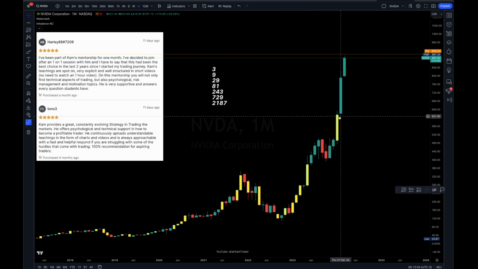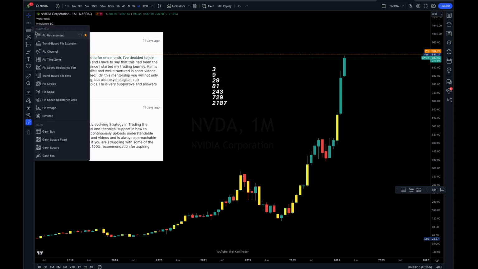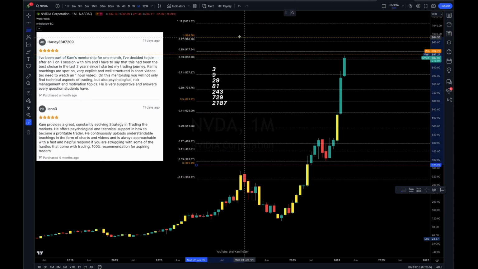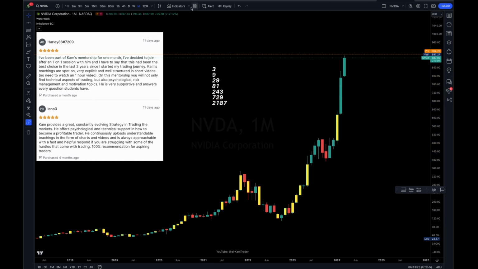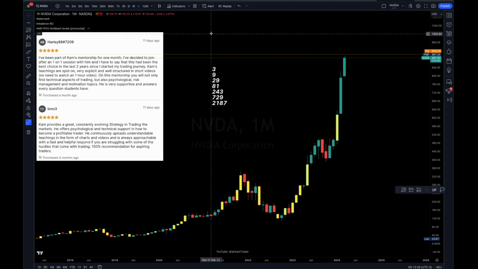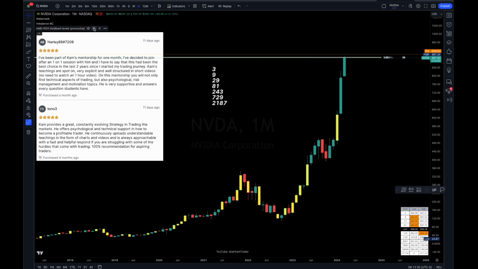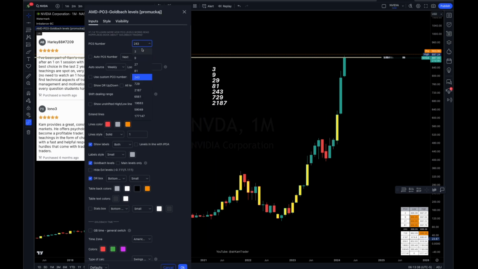Okay, so now let's think about how Goldbach operates. Now, in order to price this, I'm going to be using a custom Goldbach tool. Okay, you can create this yourselves. These are the Goldbach levels. So normally, when we use the indicator, and the indicator that I really like is the AMD Power of Three Goldbach levels indicator, we define the power of three number we want to use. 3, 9, so these are the same numbers, you see? 3, 9, 27, 81, 243, 729, 2187, and so forth.